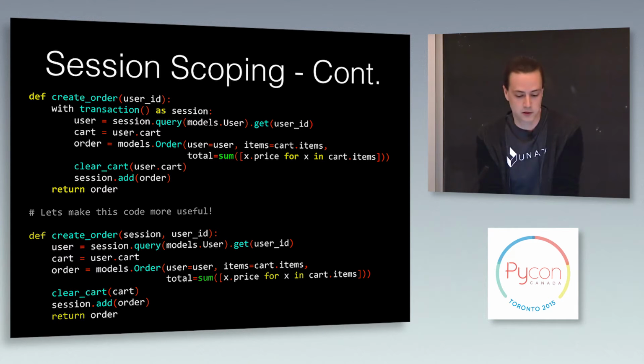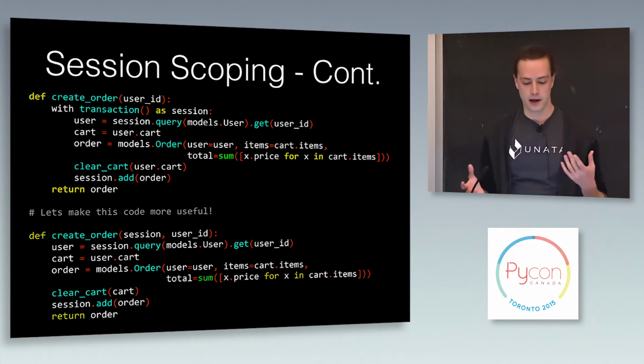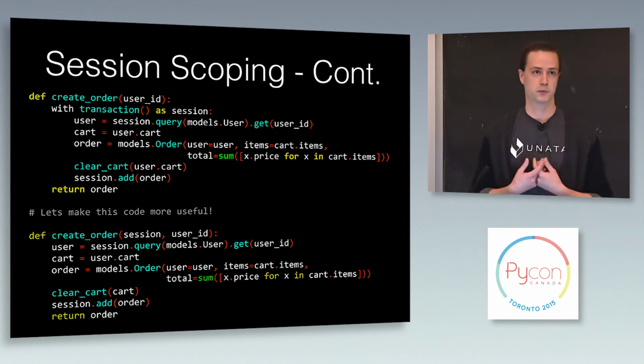This is a bit of code to illustrate how you can get sidetracked in terms of how you should be thinking about your code and how the ORM sometimes leads you astray. Here we have a create order function in an e-commerce setting. You're opening up a transaction, getting the user, getting your cart, and you're going to create this order object, clear your cart, and then add the order to the session so it's persisted.